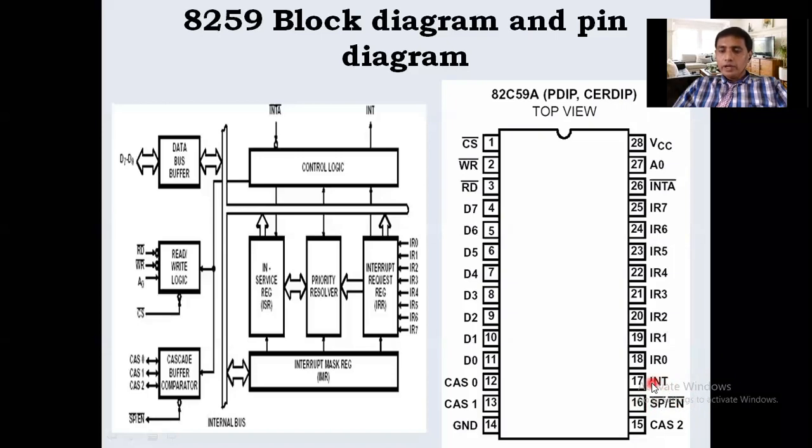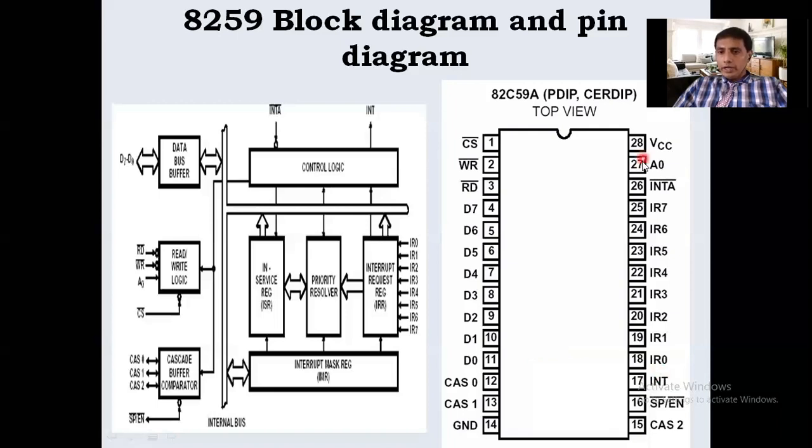Then INT. INT is the interrupt request signal. With the help of the INT signal, the master is sending a request to the processor. So this INT pin is connected to INTR of the CPU. With the help of that, the master is requesting the processor for executing the instructions, means for sending the interrupt acknowledgement signal and executing the instructions.